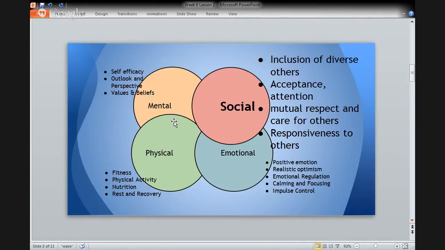First, we'll review social resilience. You can build social resilience by including a diverse group of people in your life. Social resilience means accepting and caring for others. You can build your social resilience by connecting with others. This may mean sending a thank you note, stating your gratitude, or giving someone a hug.